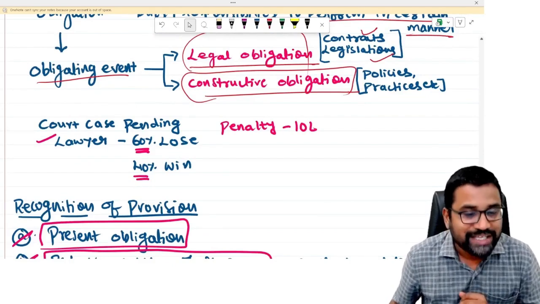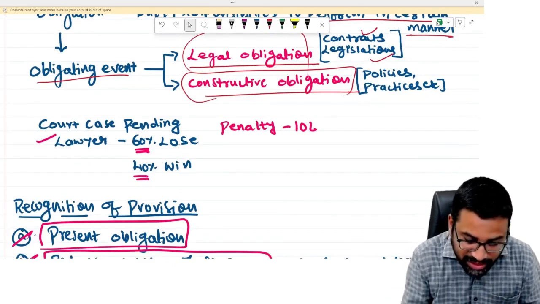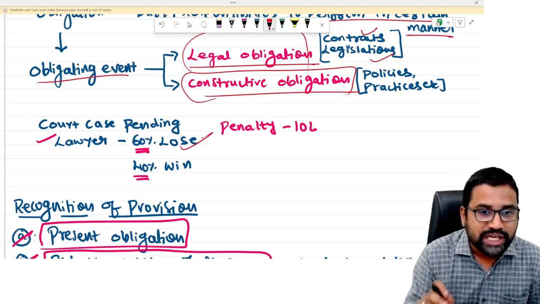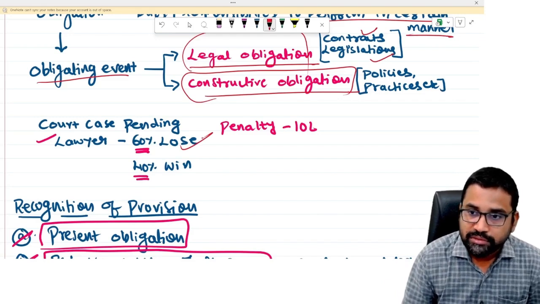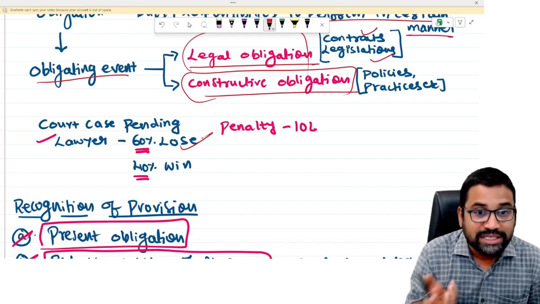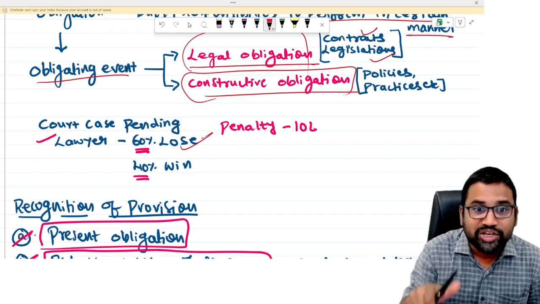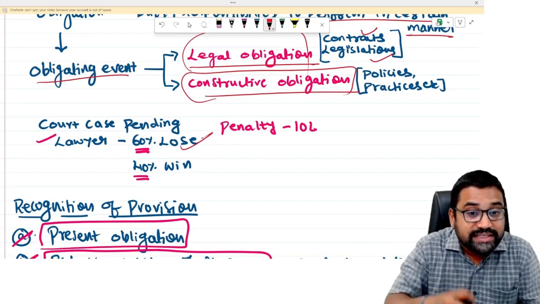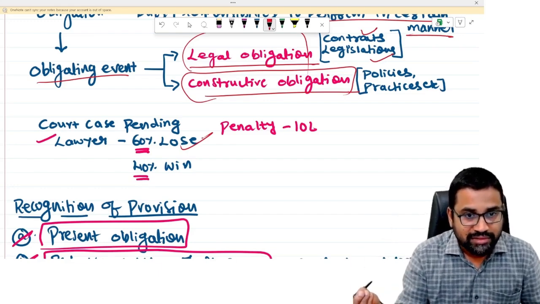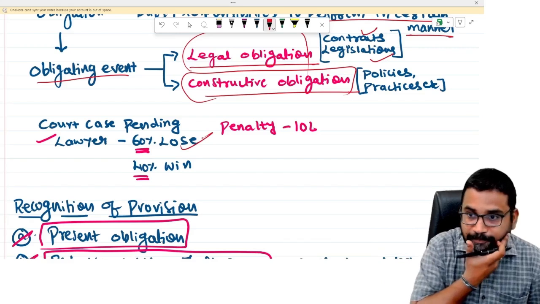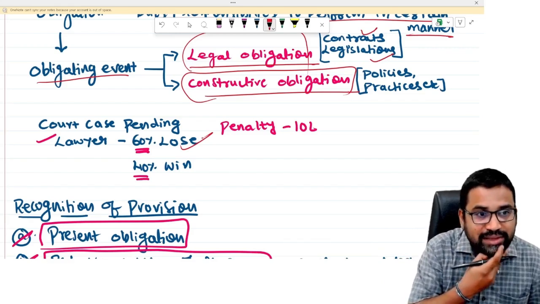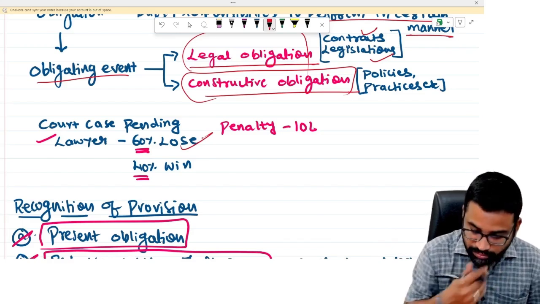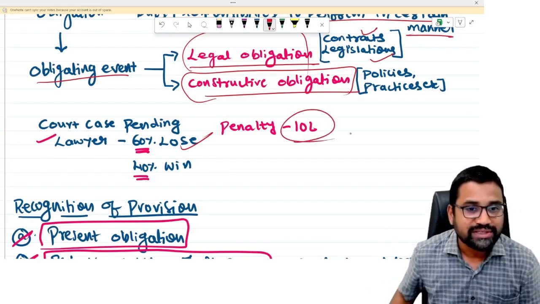For example, there is a court case pending. Now, the lawyer said there is a 60% chance we are going to lose the case. That means there is a present obligation. Suppose if you lose the case, you have to pay a penalty of 10 lakh rupees. On the balance sheet date, the evidence available is the lawyer's opinion, which says that there is a present obligation arising from past events, the settlement of which results in an outflow of resources. So it becomes a present obligation. Why does it arise? Maybe a legal obligation. Now you have to pay 10 lakhs. So you create a provision for this.